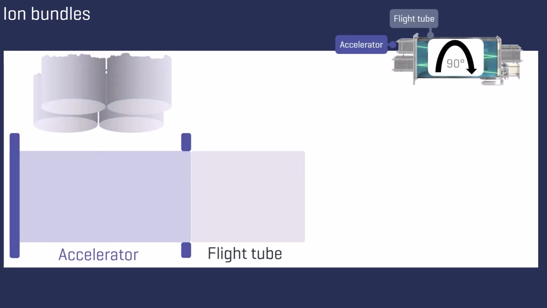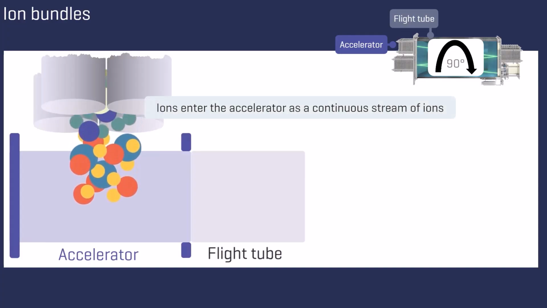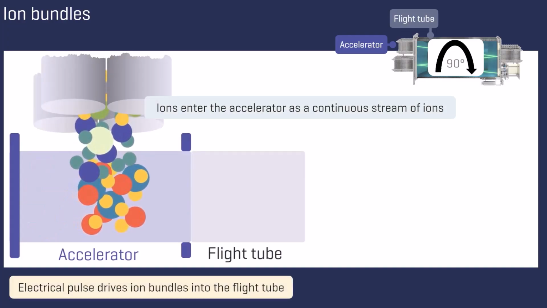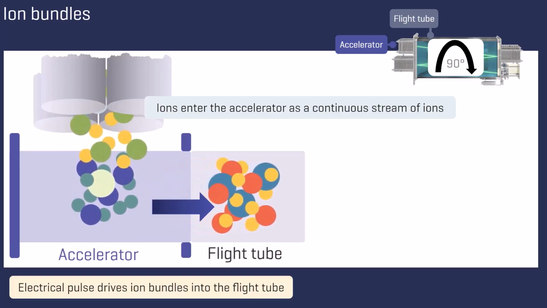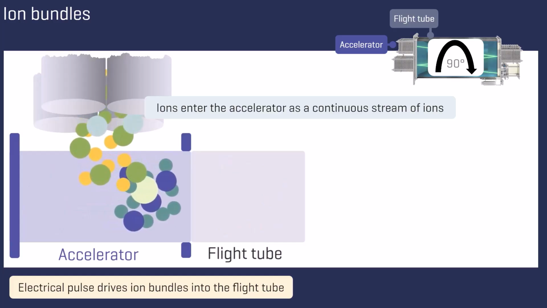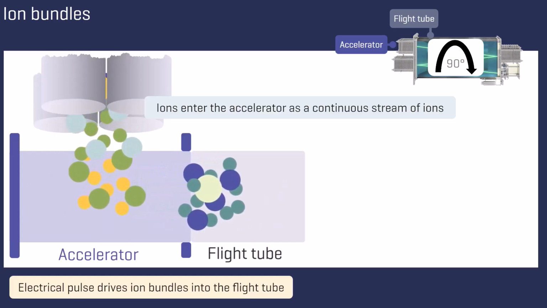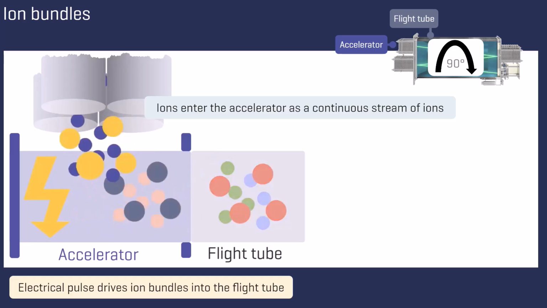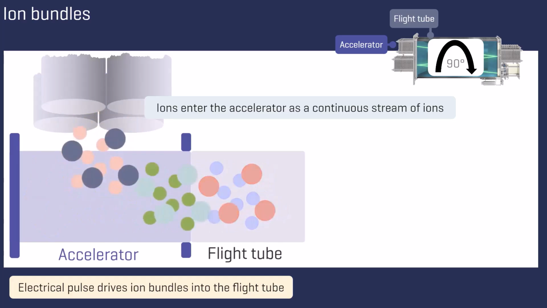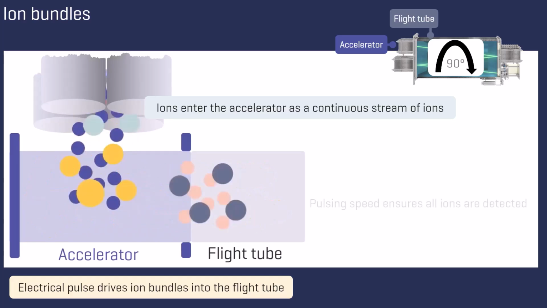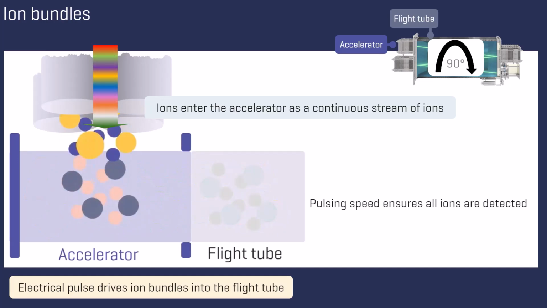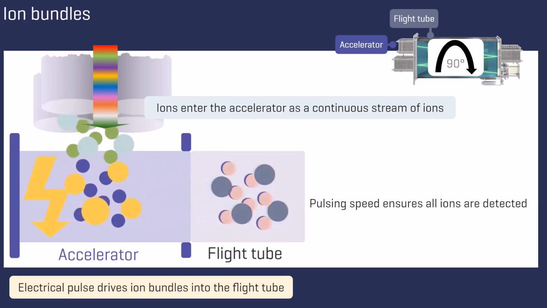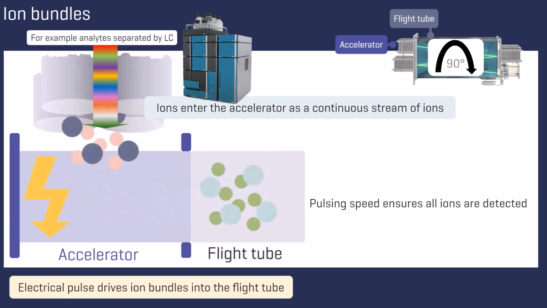Let's first see how ions enter the mass analyzer in a time-of-flight instrument. They leave the quadrupole part in a continuous stream. An electrical pulse within the accelerator drives them as slices or ion bundles in an orthogonal direction into the flight tube. The ion bundles then subsequently enter the mass analyzer one after the other. This process occurs rapidly, allowing numerous ion bundles to be analyzed within a brief period. Such speed is essential to ensure that all ions present in the sample are detected, even if they arrive at the mass spectrometer within a narrow time window, because, for example, they have been separated by liquid chromatography.